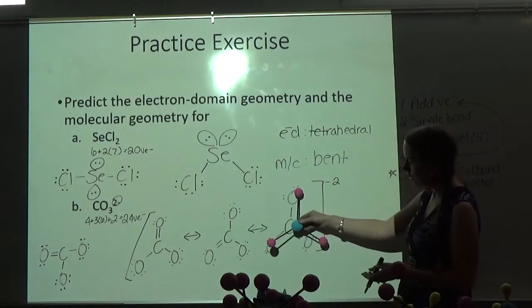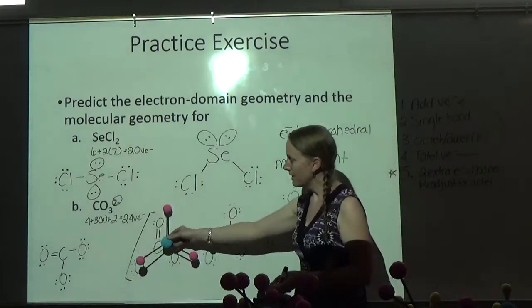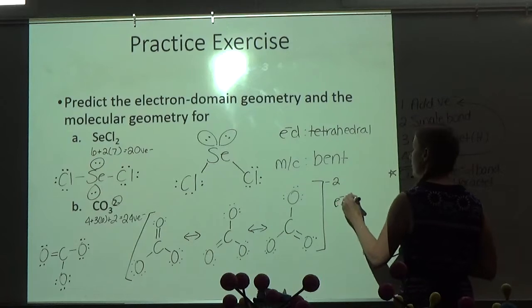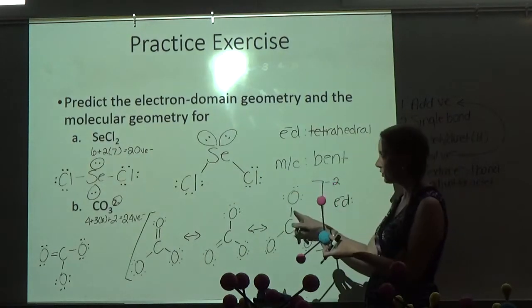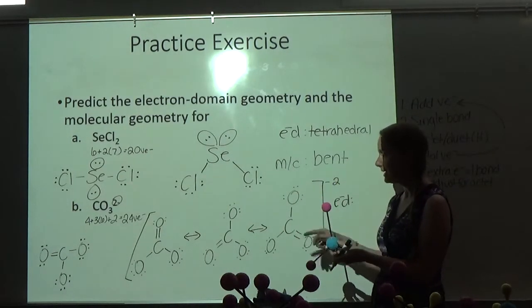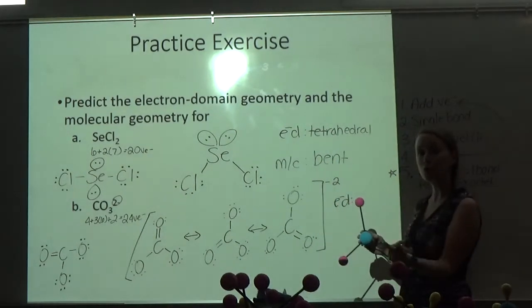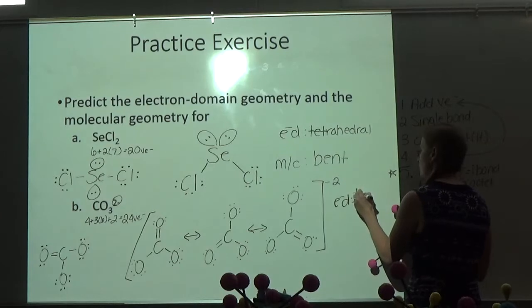Okay, so you can see all of them now follow my trigonal planar shape. So my electron domain geometry, because there are 3 electron domains, is going to be trigonal planar. And remember, a double bond, y'all, still only counts as 1 domain. So it's going to be trigonal planar.